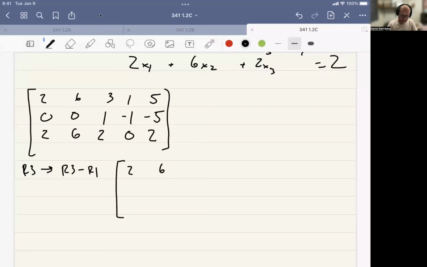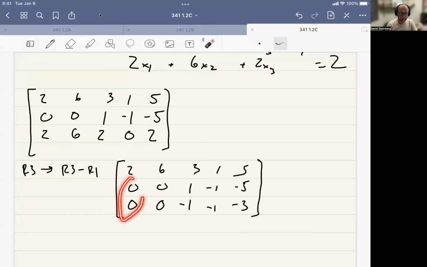Row 2 hasn't changed. And now we've got 2 minus 2 is 0, 6 minus 6 is 0, 2 minus 3 is -1, 0 minus 1 is -1, 2 minus 5 is -3. Okay, and so we've got our zeros below our first leading entry. So we look for our next leading entry. Boom, 1.